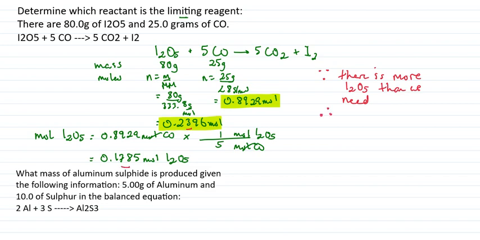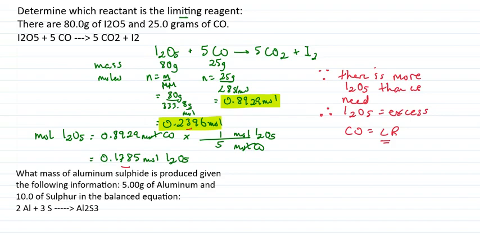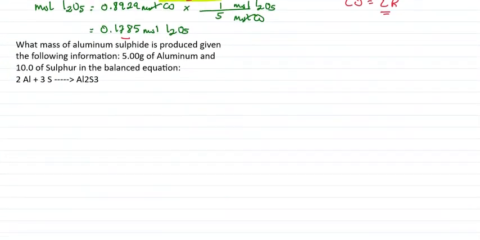Therefore, we can say that I2O5 is our excess, which means carbon monoxide is our limiting reagent. So therefore, our limiting reagent in this case is carbon monoxide. And we're done the first question. Okay, next. Scroll down a bit. Okay, next question.